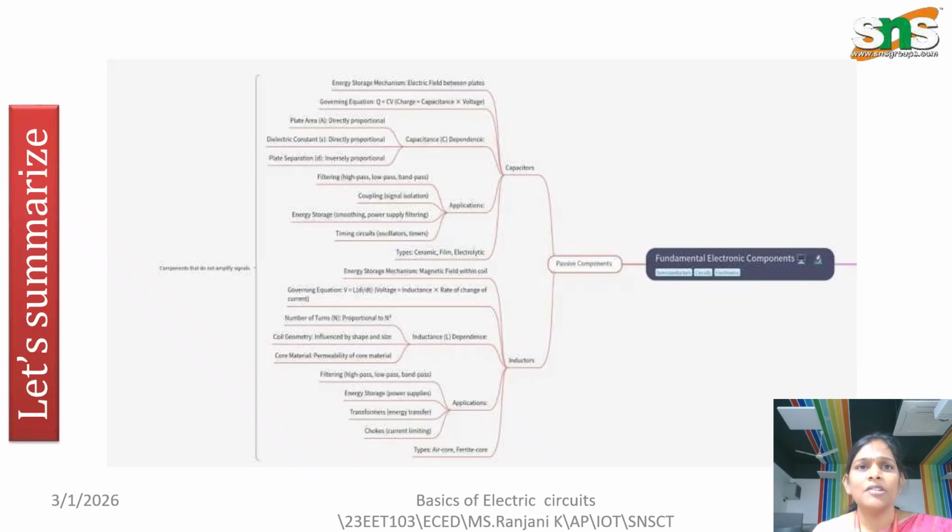Let us summarize today's topic. Conductors allow easy flow of current, resistors control the current, inductors store energy in a magnetic field, and capacitors store energy in an electric field. These are the building blocks of DC circuits.